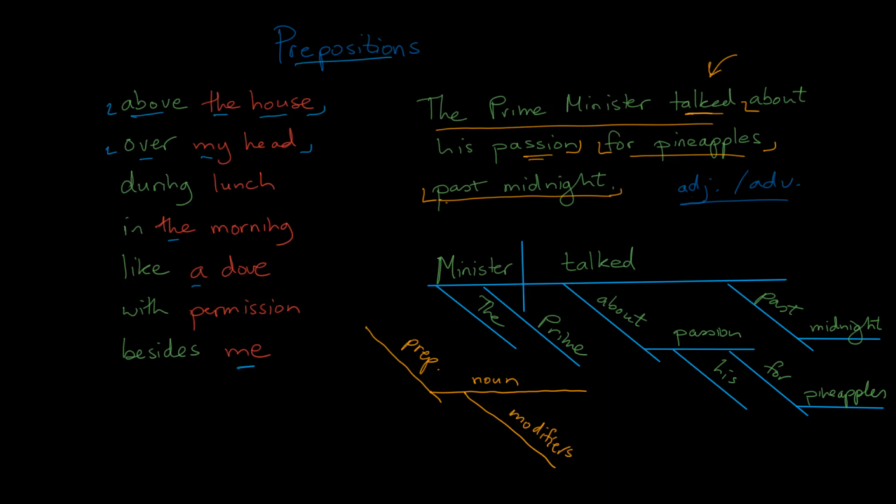Now you can see here that we have one prepositional phrase for pineapples describing passion, which is in another prepositional phrase. And then we have both of these units about his passion for pineapples and past midnight, both describing talked, right? And so we put them kind of side by side here. All right, let's hope that that gives you some clarity about prepositions and how to diagram prepositional phrases.